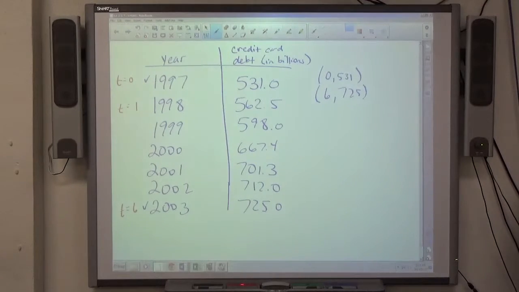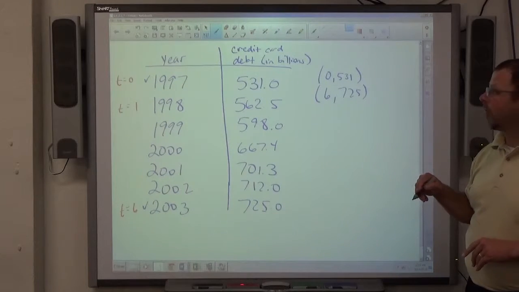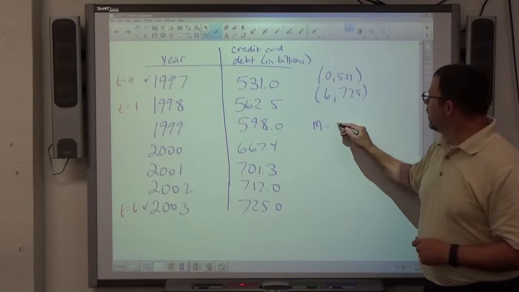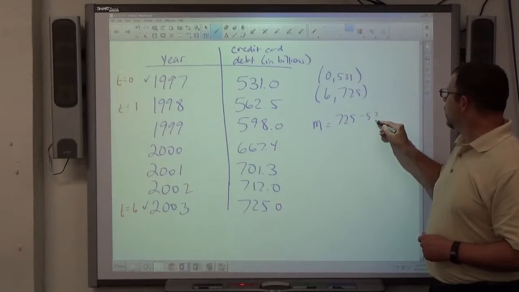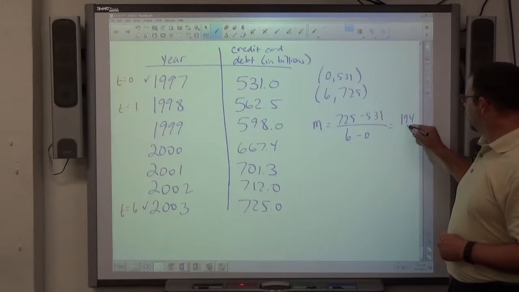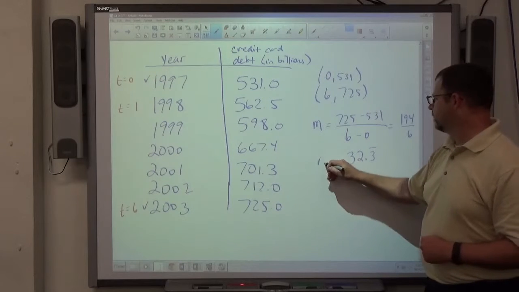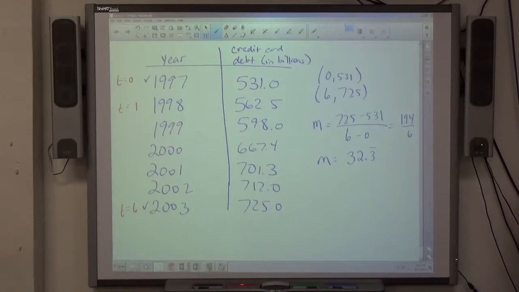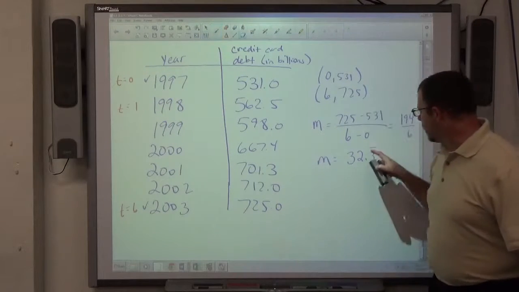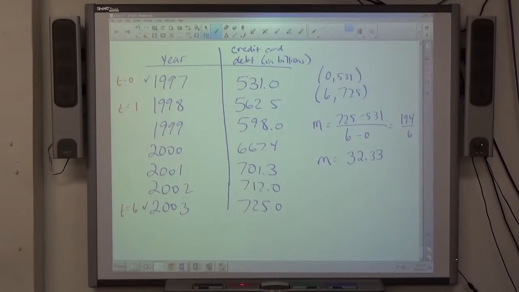Then it's exactly the same as this car problem we did a moment ago. We've got 2 points of reference. We want to find the linear equation, they said to predict a linear model, right? So the slope is going to be 725 minus 531 over 6 minus 0. That's 194 over 6, which comes out to 32.3 repeating. For the sake of making the problem simple enough, let's just go 32.33. That'll be close enough. A couple decimal places will be fine.